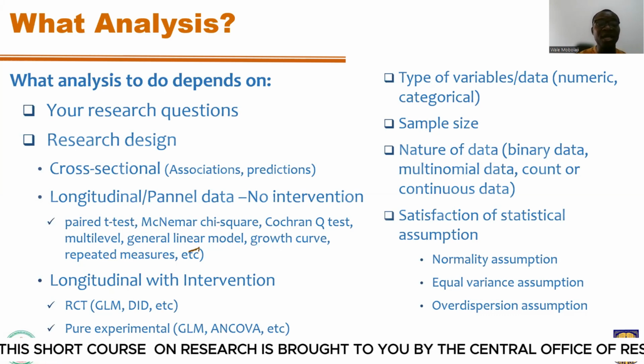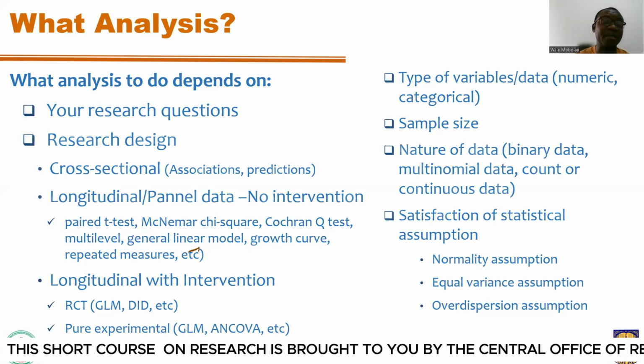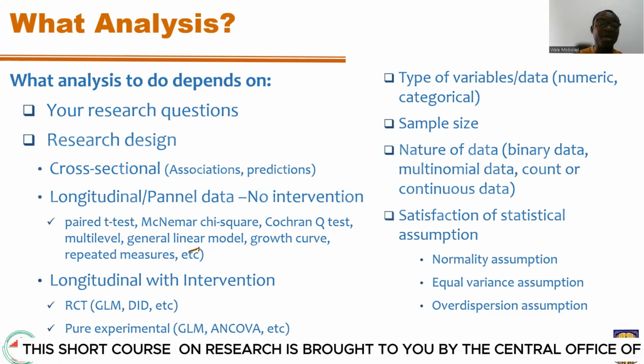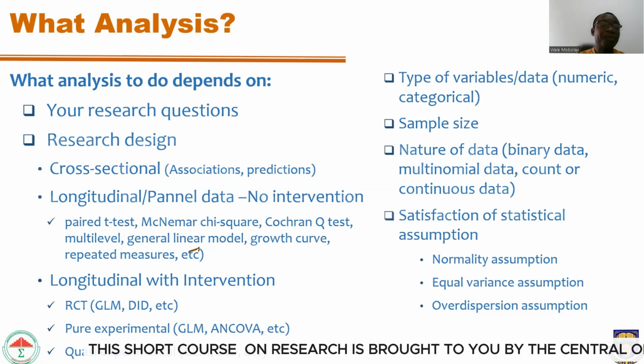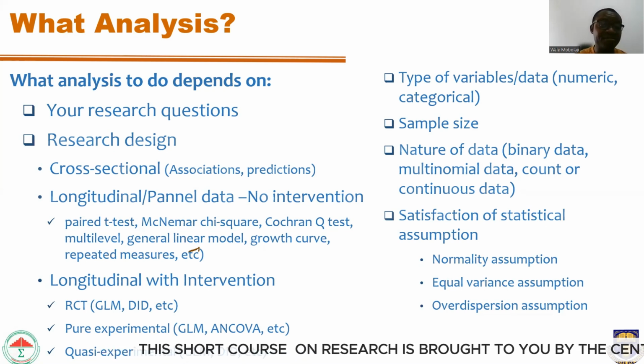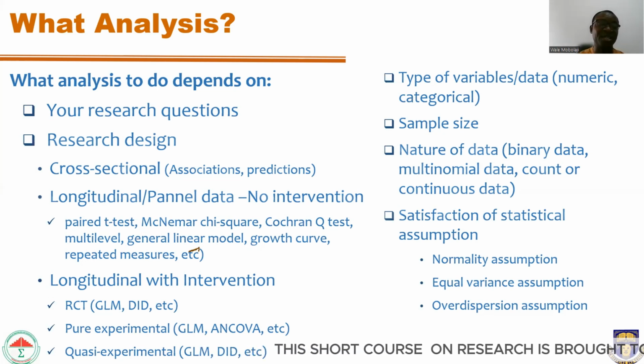And then you could also have a longitudinal research design with intervention. A good example of that is a randomized controlled trial, RCT. The kind of analysis you carry out in that condition is different from the one you carry out otherwise. For RCT, you could be looking at general linear model, difference in difference analysis, multilevel analysis and so many other analyses like that. It could be pure experimental design, it could be quasi-experimental design. All of those various research designs have their peculiar type of analysis that you could use.